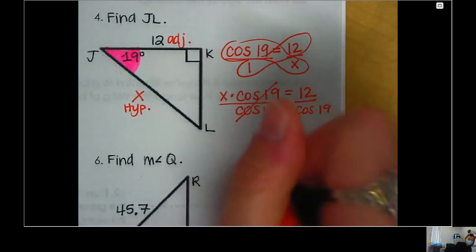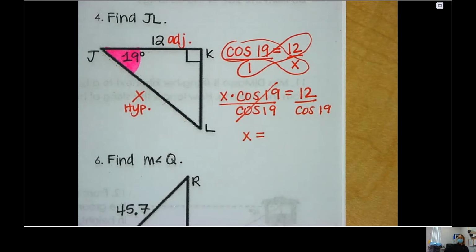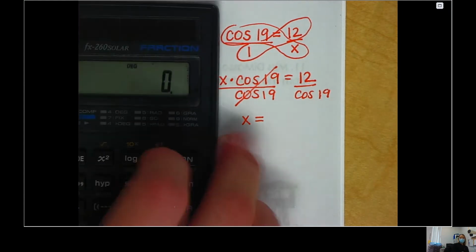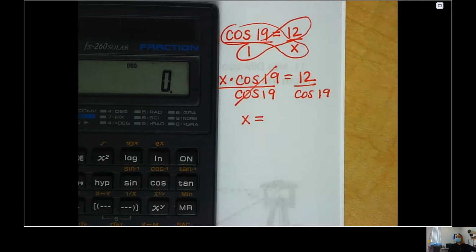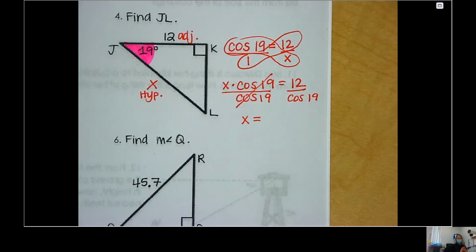Now I just put this into my calculator. Who remembers how to put this into your calculator? Trey, tell it to us. Good. 12 divided by 19 cosine equals. Everybody do it. Let's see if we get the same number.